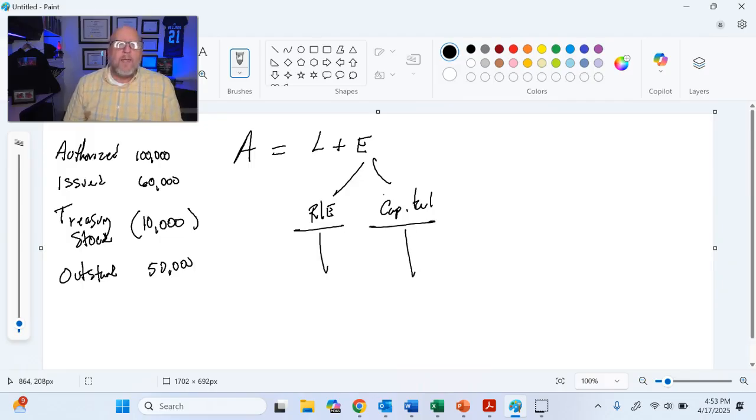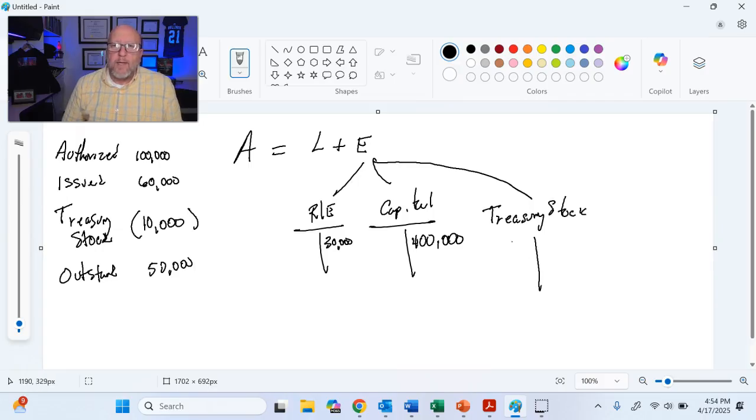So I could think of retained earnings and capital. Those are the traditional accounts of equity that we originally talked about. And again, I can make stuff up. I have 30,000 in equity, and I could have 400,000 in capital, right? Related to the 60,000 shares I have outstanding. But when I buy back stock, I'm not going to lower my capital. Instead, I'm going to create a new T account called Treasury Stock.